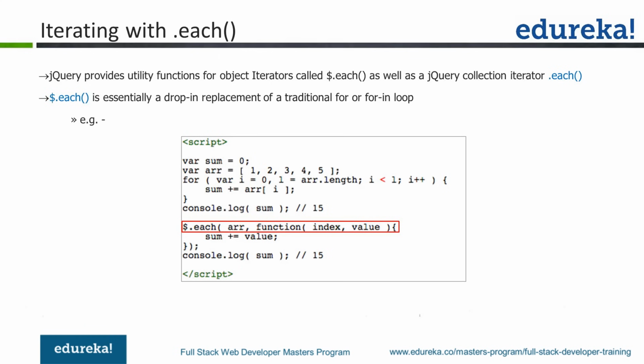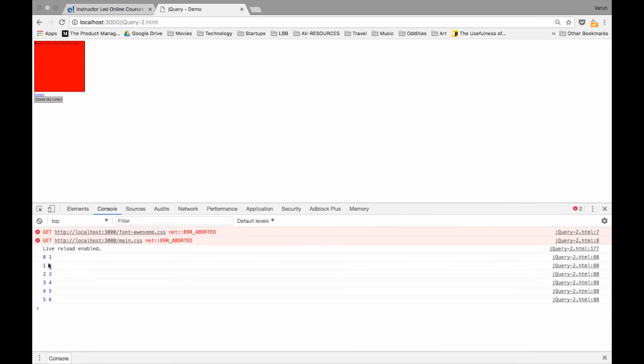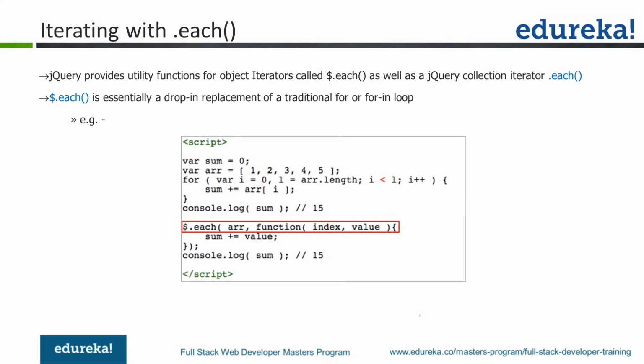Let's see what the result is. Let's look at the console. 0 is 1, 1 is 2, 2 is 3, 3 is 4, 4 is 5, 5 is 6. So it allows you to iterate without using those initializations of i equal to 0, increment, decrement operator. You can just loop over using a for each. It gives you the index and the value that you're looping over. It can be pretty useful, especially if you're doing any sort of functional programming.